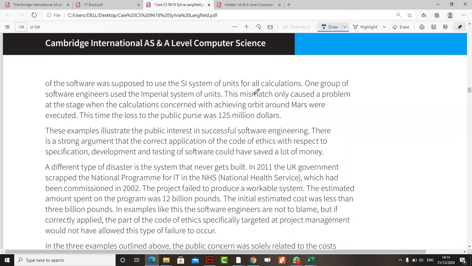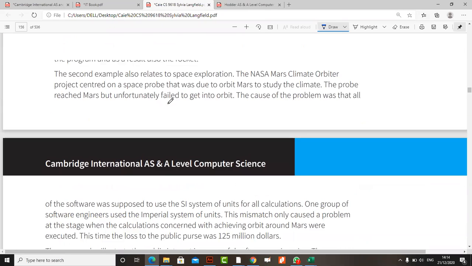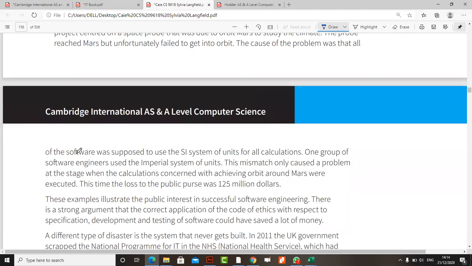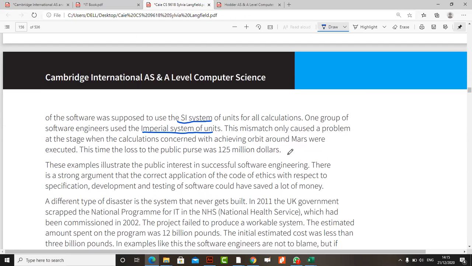So there are many more examples that you have. For example, they have over here the NASA Mars Orbiter project. The space probe was due to orbit Mars to study the climate. What happened is it failed because the software was supposed to use the SI unit for all calculations, and some other imperial system of units was being used. So just because of these slight things, your algorithms can crash, they can face problems, and if they have not been tried and tested properly, this is where the problem comes in. So, sir, testing is something really important.